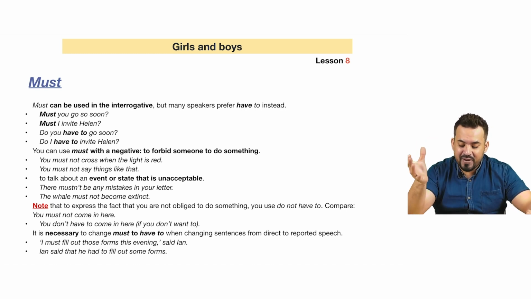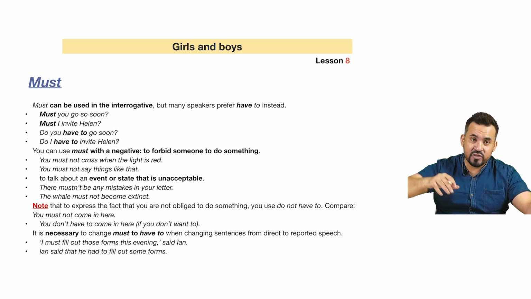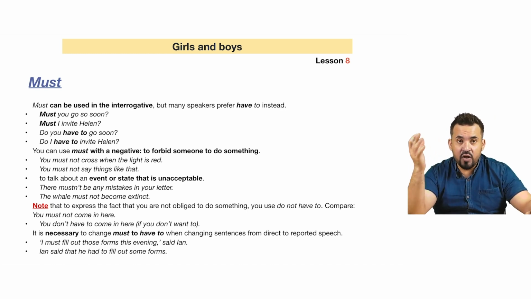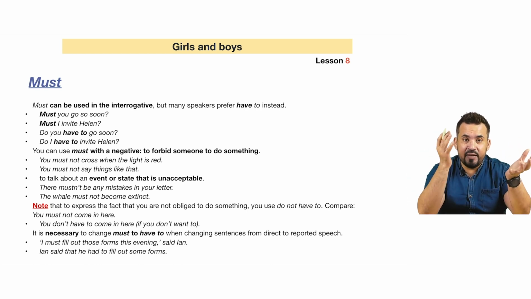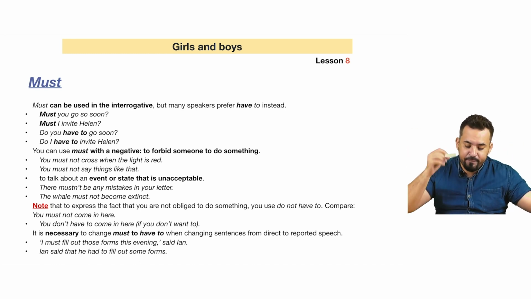Now, if you use must in a negative, it means you forbid someone from doing something. Must not is to forbid or not allow someone to do something. Like, for example, you must not cross the road when the light is red. Or you must not say things like that. We can also put must in a short form with not by using mustn't. It means the same thing.